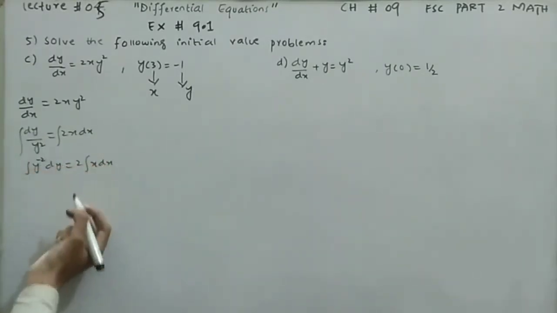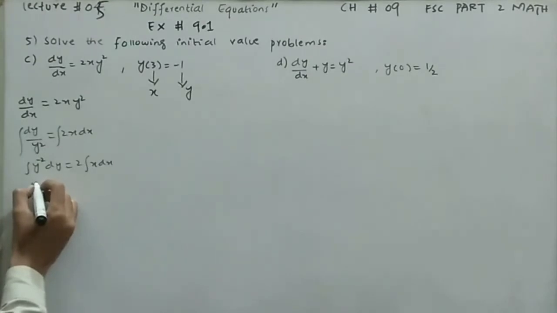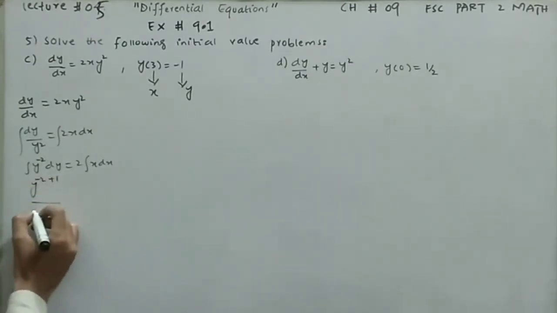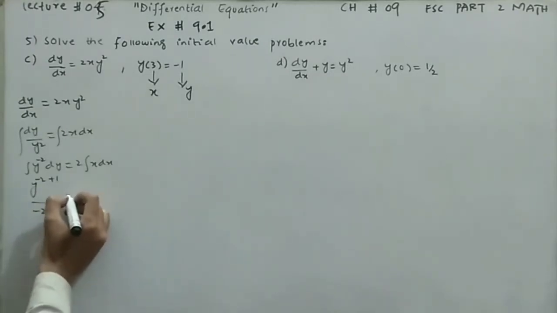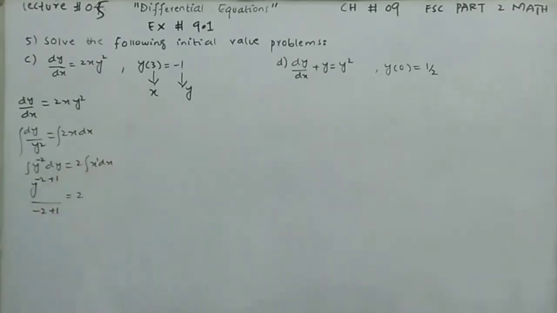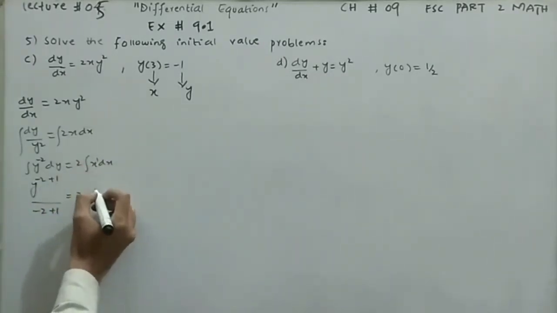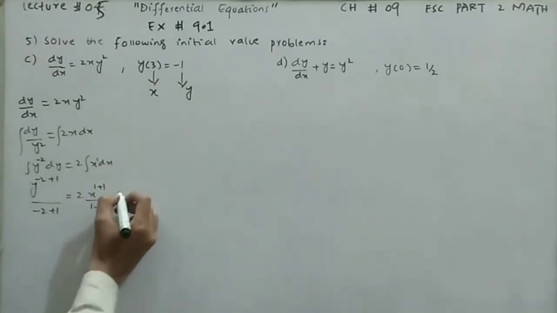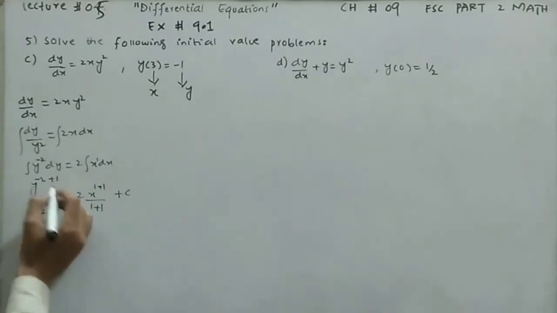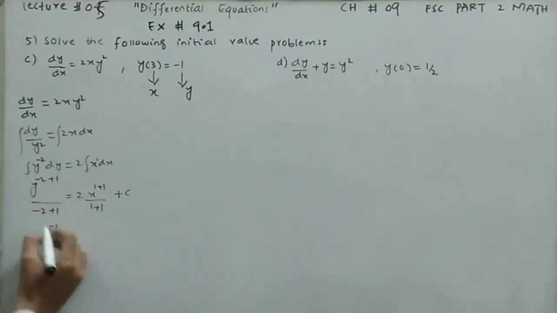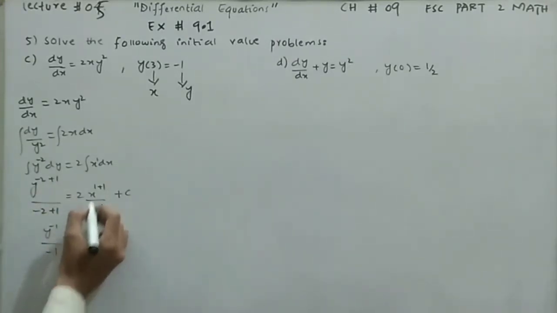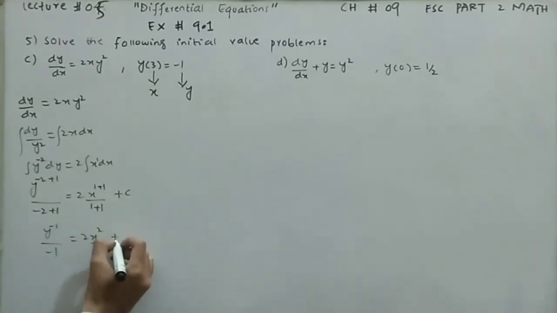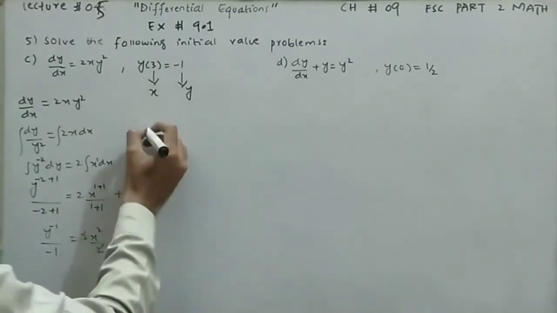So y power negative 2. By applying the generalized power rule, we will add 1 to the power, so minus 2 plus 1, and write the same power in the denominator; minus 2 plus 1 is equal to negative 1 times y. Over here the x power is 1, so using the power rule, add 1 to the power, so 1 plus 1, and use the same power in the denominator, plus a constant of integration. So it becomes y power negative 1 over minus 1, and 2x power 2 divided by 1 plus 1, which is 2, plus a constant, so the 2s cancel out with each other.